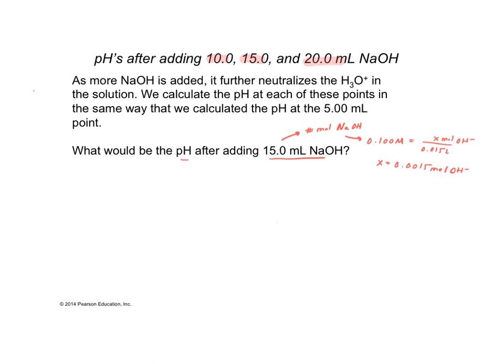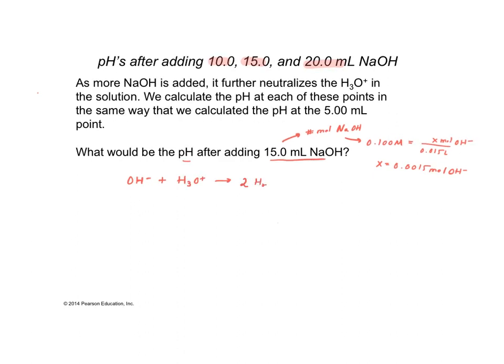We would then take that and go back to our reaction stoichiometry. So OH- plus H3O+ goes to make water. We write the beforehand number of moles. For H3O+, that came from the original calculation. Originally, there were 0.0025 moles of H3O+ in our flask. We have now added 0.0015 moles of sodium hydroxide, since we have added 15 mL.